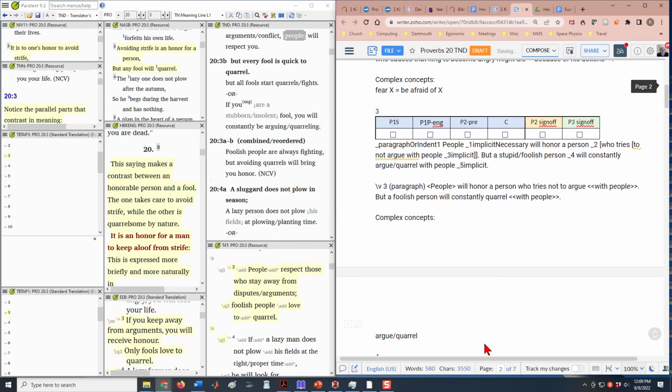We should also have stupid / foolish. So that's another complex concept. So when the consultant looks at this, he'll see, oh, quarrel sounds like a pretty complex word. Oh, see, but if you don't have that, you use argue. So that's how it works.